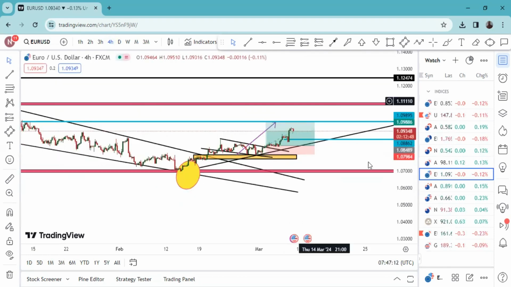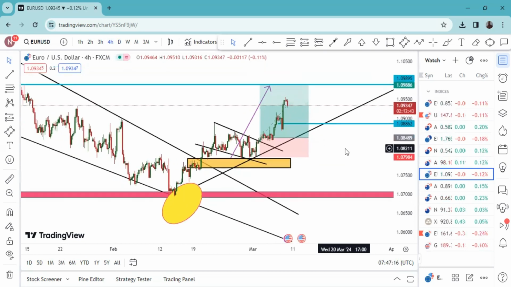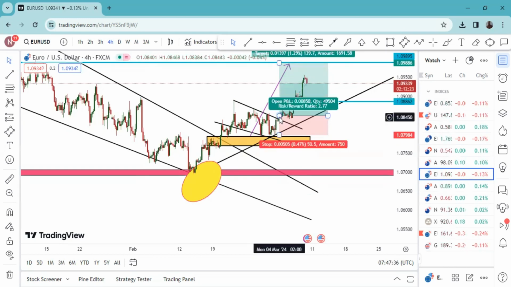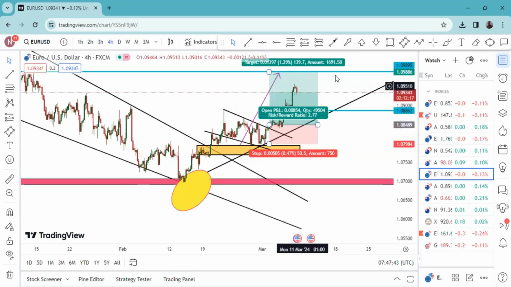on 4 hour, this is how the market broke my counter trend line. Then you see the market start retesting in the form of a descending channel. And immediately when the market broke this counter trend line, I entered the trade, and as you can see, I'm in a good profit.